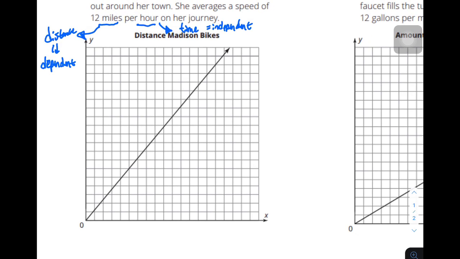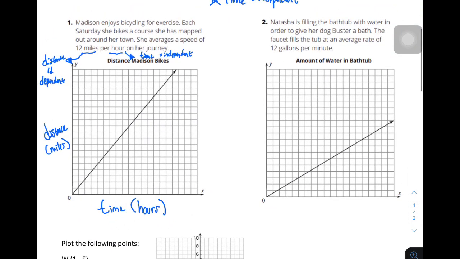Alright, so if time is independent, where does that go? X or y-axis? That goes on the x-axis because the independent variable represents the x variable. And on the y-axis, we have distance, and we are measuring distance in miles. Alright, so just identifying what the independent and dependent are.